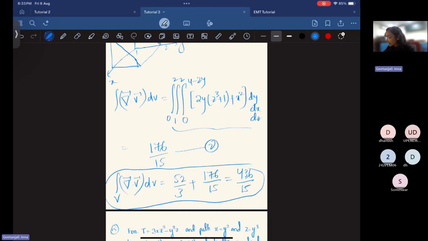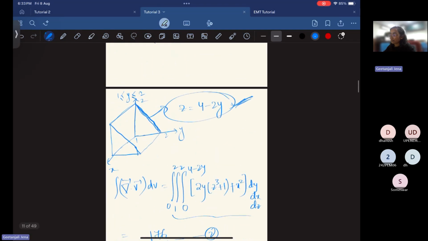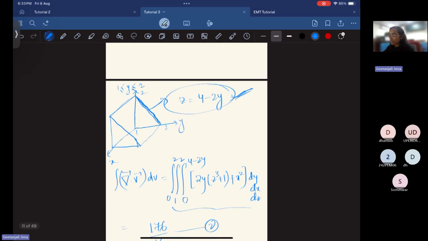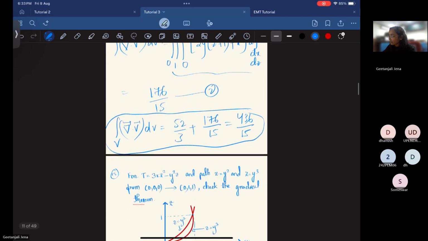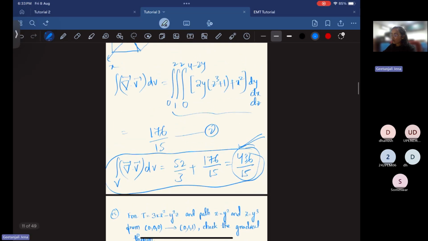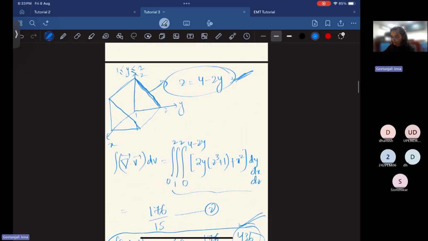You can follow these steps, or if you are not able to find the volume integration, you can use the divergence theorem, like divergence of V dV is equal to the surface integration. You can also follow that process, and they both will give the same answer. Okay. So do you have any doubt in this problem?